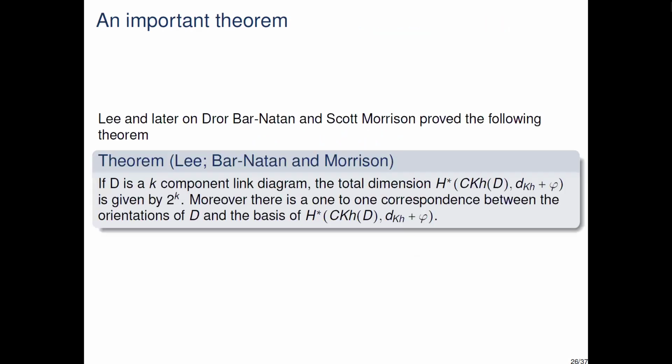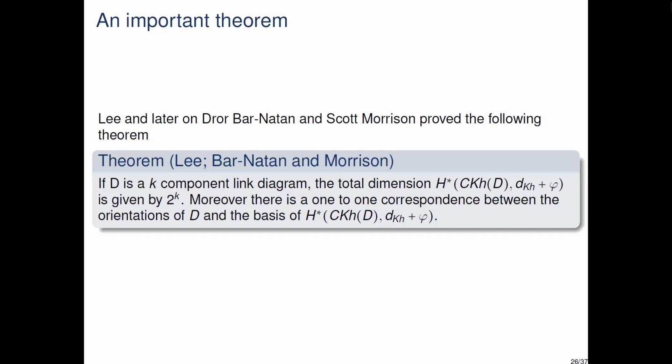Let me write it down here. I know that DKH squared is equal to 0 because that's a Khovanov differential. Now if I look at (DKH plus phi) squared, that gives you DKH squared plus DKH composed with phi plus phi composed with DKH plus phi squared. The first term is equal to 0 because that's a Khovanov differential. The other terms are the additional terms, and Lee showed that these are also 0. So that means this forms a new differential. This is called a perturbation.